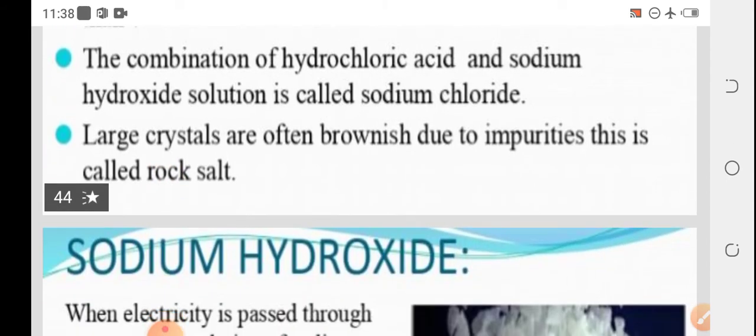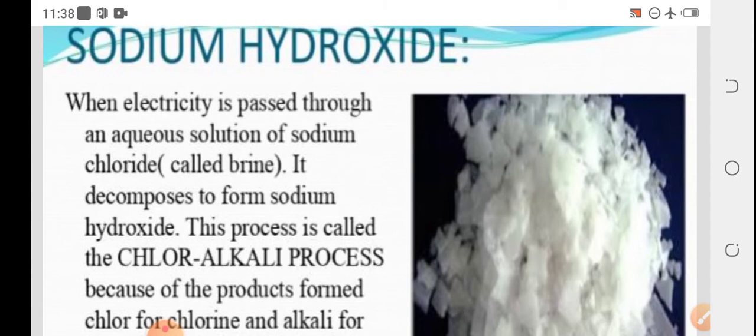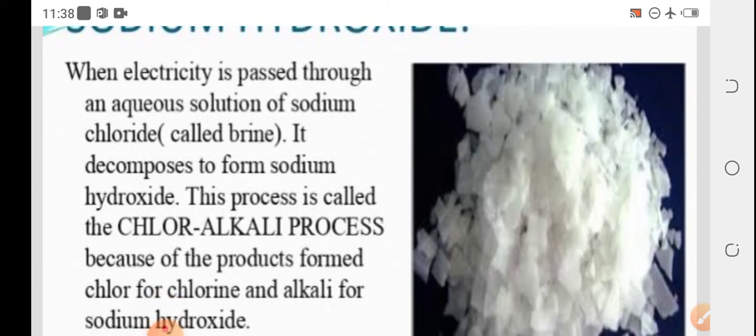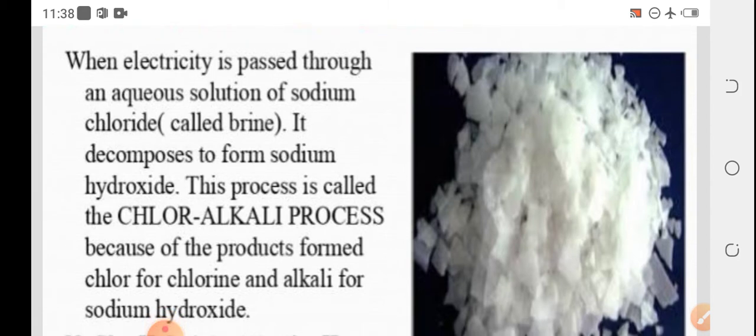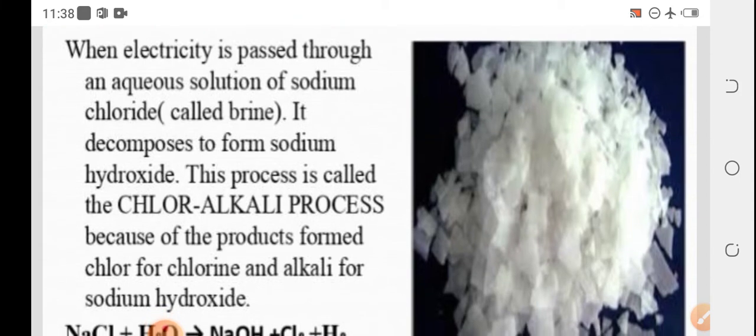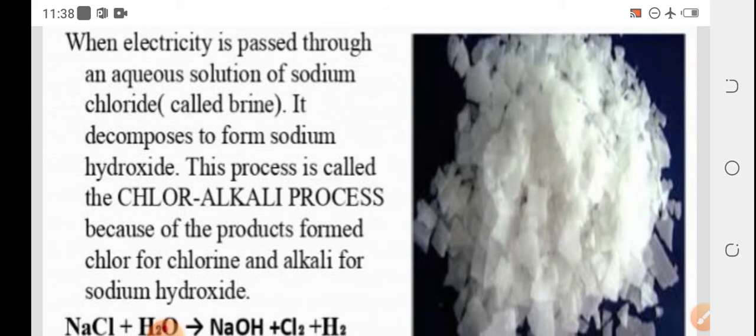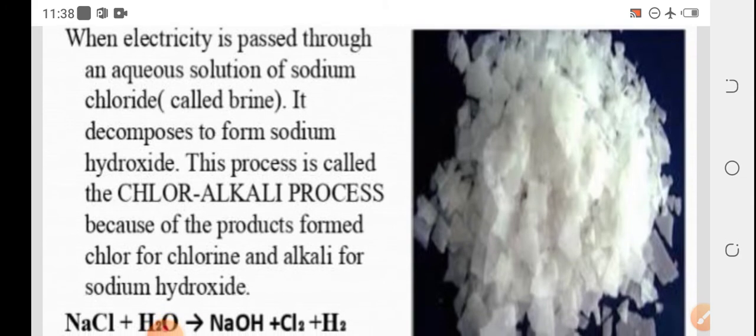So here, sodium hydroxide. What is sodium hydroxide? Another salt is about sodium hydroxide. When electricity is passed through an aqueous solution of sodium chloride, which is called the brine solution, it decomposes to form sodium hydroxide, and this process is called the chloroalkali process.